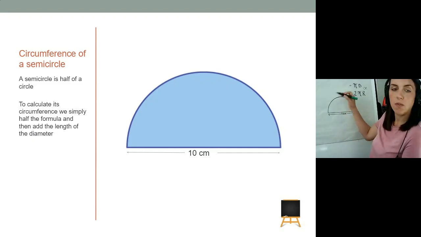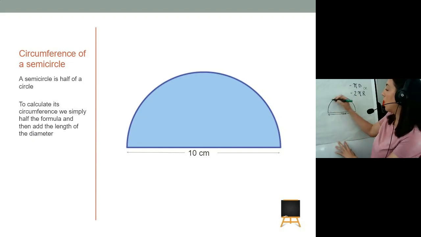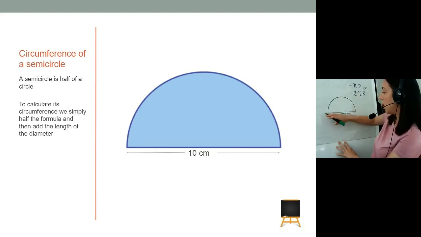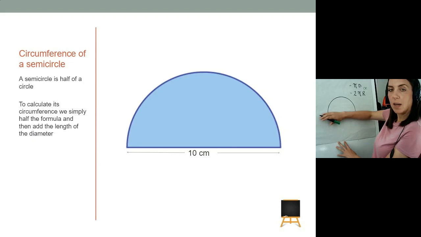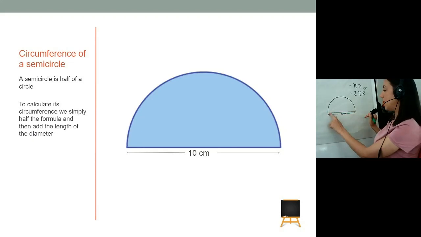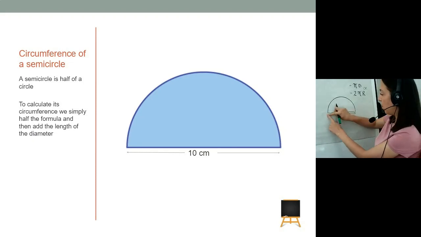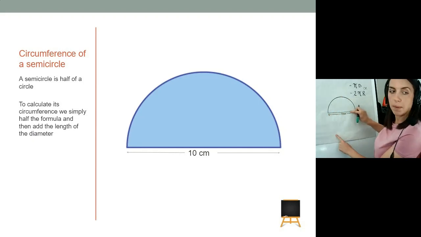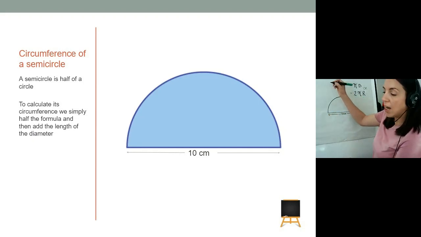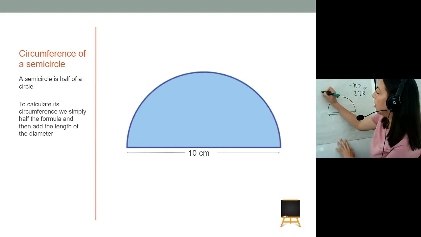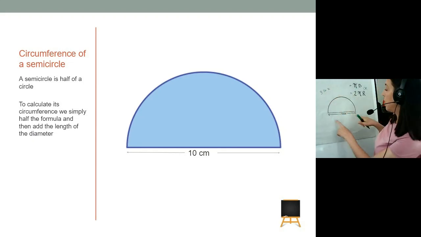So this is the circumference of the semicircle. We're going to calculate the distance of the full circle, then chop it in half to give us the semicircle, and then we're going to add this distance at the end to give us the full semicircle shape. So we're going to use pi d. So we'll end up with 3.14 multiplied by the diameter. In this case, it's 10 centimetres again.